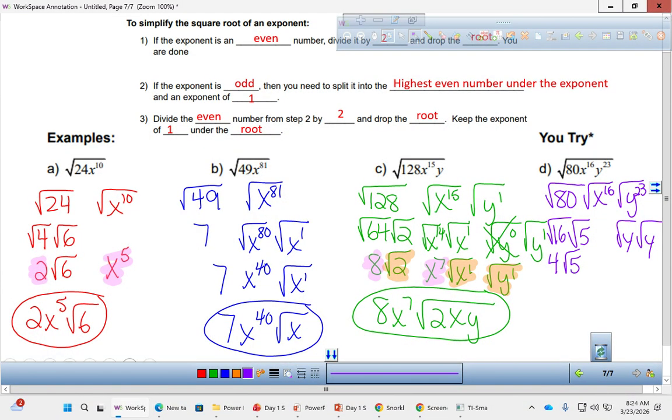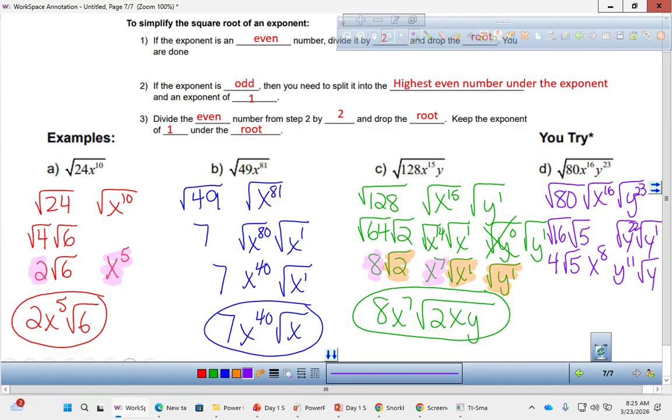x to the 16th is an even number. The square root of x to the 16th is not x to the 4th. What is it? x to the 8th. Divide by 2, drop the root. It's just x to the 8th. I'm going to split 23 up into 22 and 1. So divide the even one by 2, drop the root. That's y to the 11th. Keep the y to the 1 under the root.